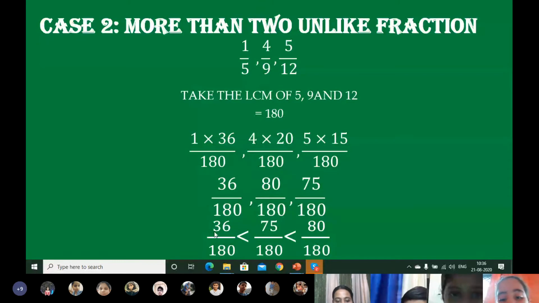1 by 5 is less than 5 by 12, which is less than 4 by 9. Write down what I have not written for you. Written?